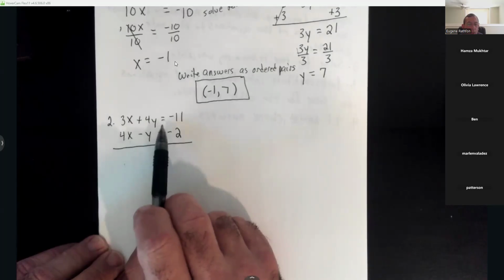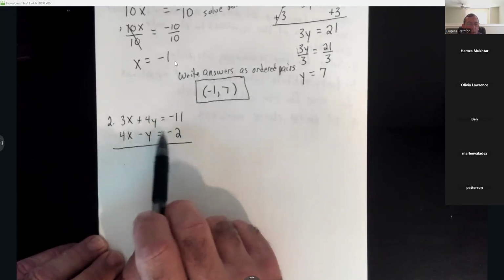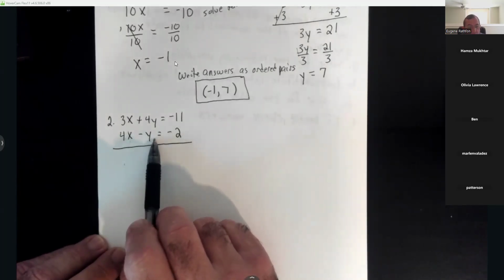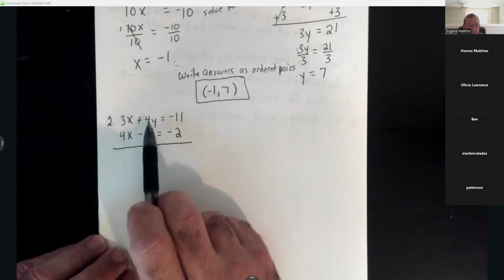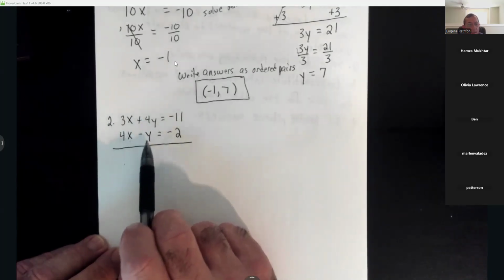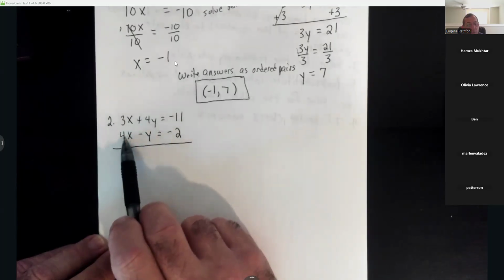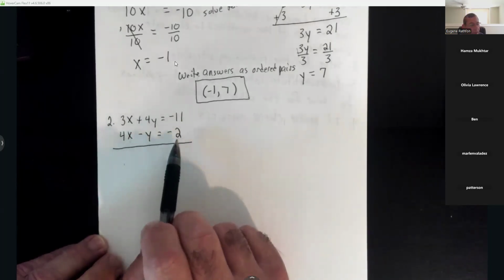But y'all look at the y. I got 4y here and I got a negative y here. I only have to change one of these rows to get these variables to cancel. So y'all, if I wanted to cancel out the y, what would y'all multiply this second equation by?